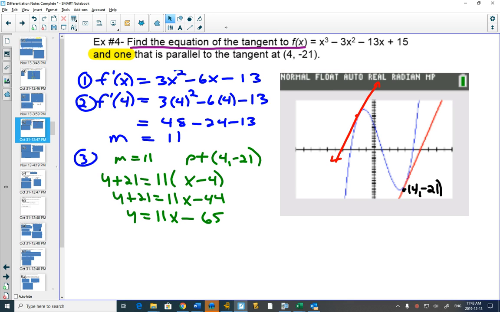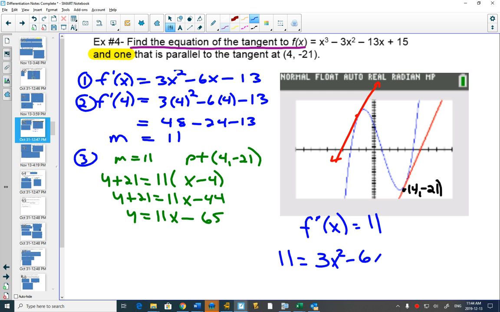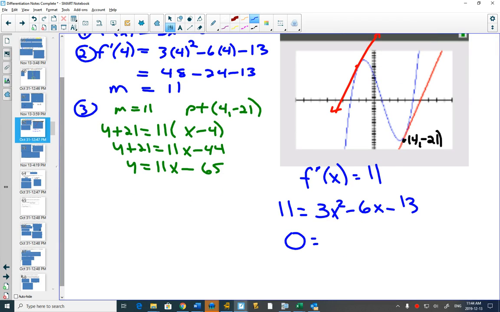So if there was another one over there that has the same slope as 4, negative 21, we would have to figure out what that point would be. In other words, I'm trying to find out, is there anywhere else where the slope is 11? How would you solve that? Well, I could put 11 into my derivative, 3x squared minus 6x minus 13, and solve this quadratic equation. Moving the 11 over, because you solve quadratic equations by making one side 0, you get 3x squared minus 6x minus 24. For factoring purposes, I'd probably factor out a 3.